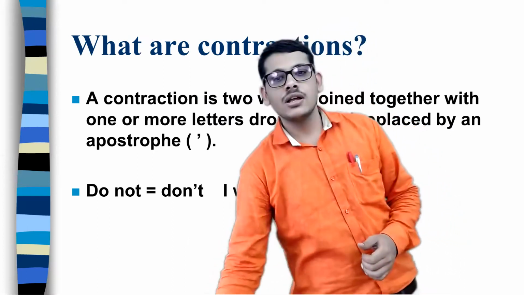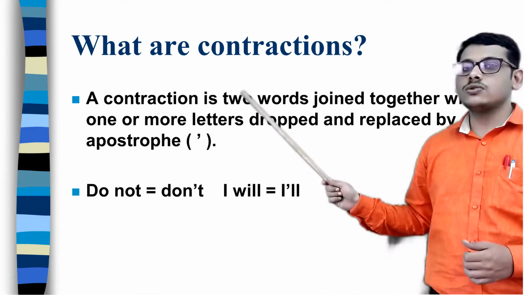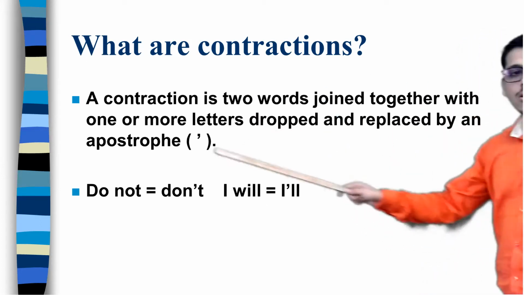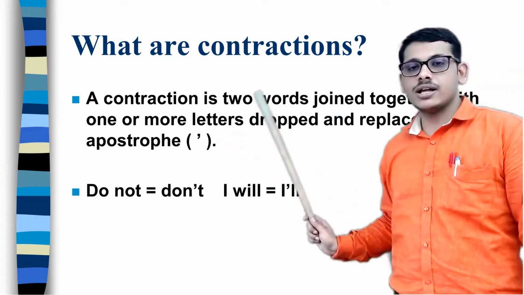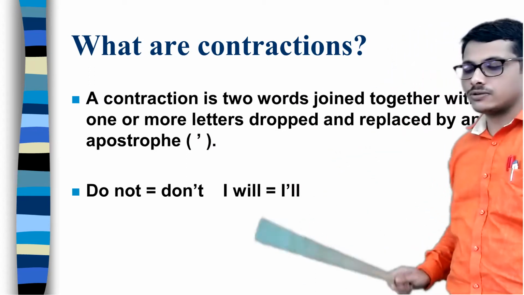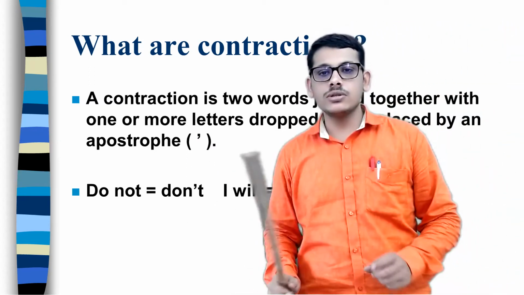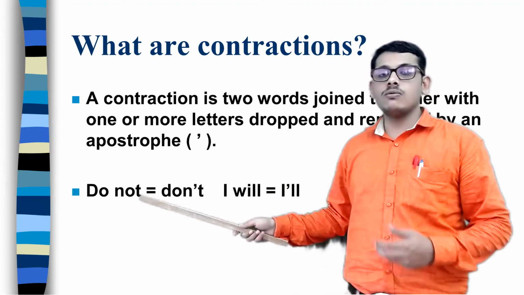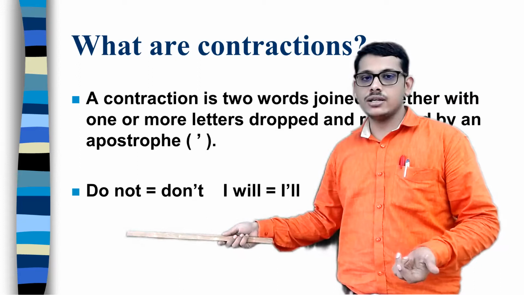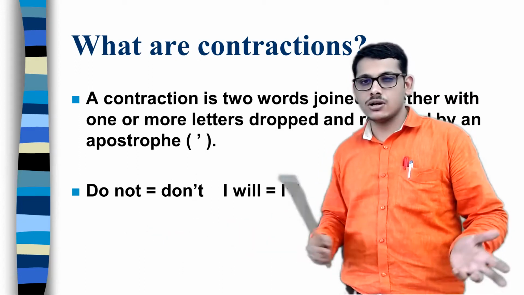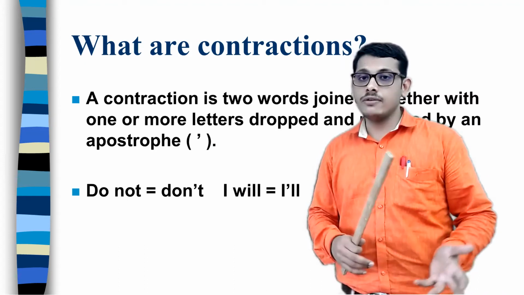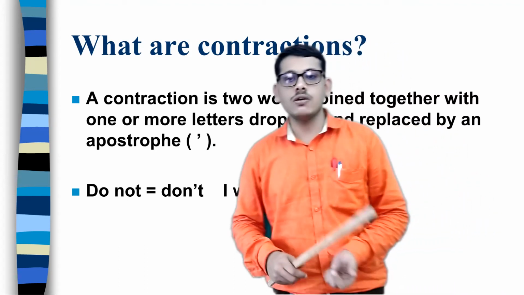Contractions. A contraction is two words joined together with one or more letters dropped and replaced by an apostrophe. Whenever we use two words joined together and we drop one or more letters from that, it becomes a contracted form. In short, contractions mean a short form of the words. Every day we are using it when we are speaking or writing.